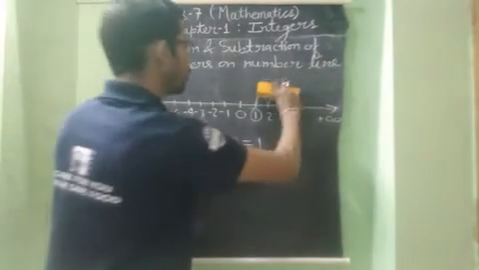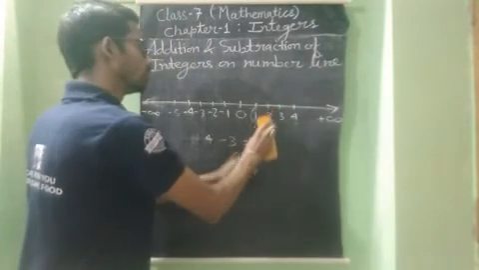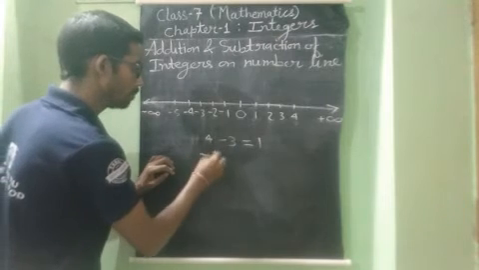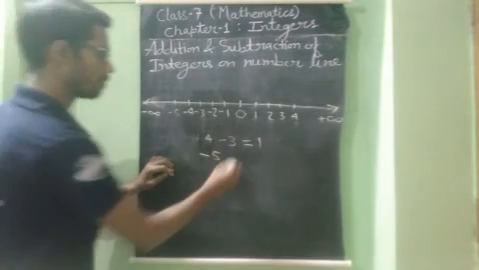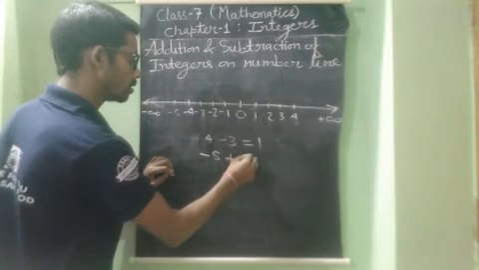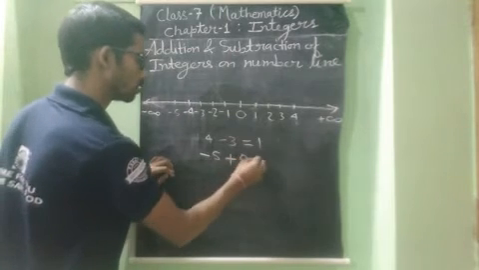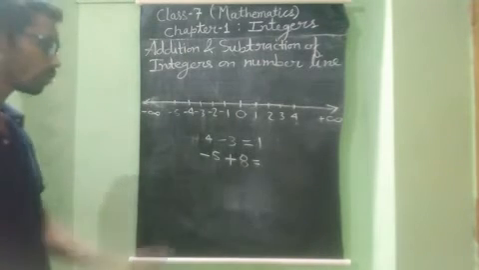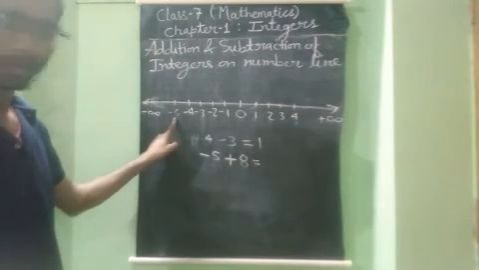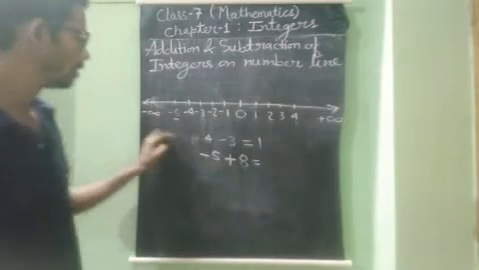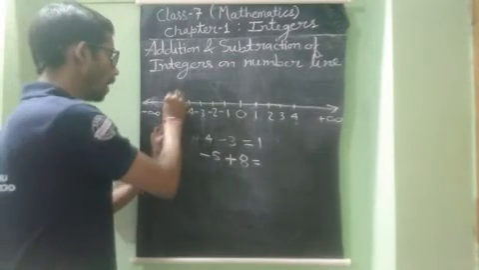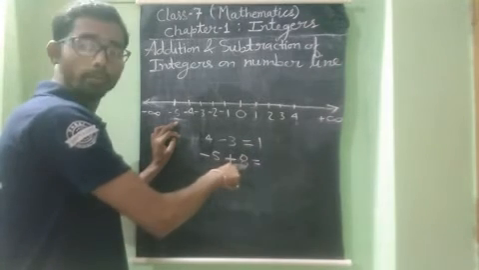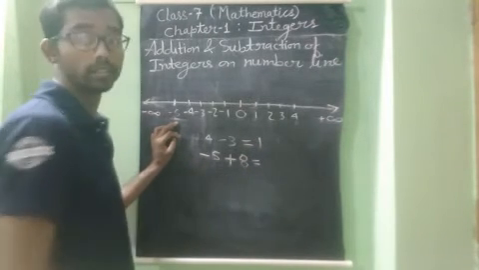Similarly, suppose you have to add minus 5 plus 8. Minus 5 plus 8, you have to add. Then first of all choose minus 5. Minus 5 is here, and you have to add 8 on minus 5. So first of all see, 8 has which sign?